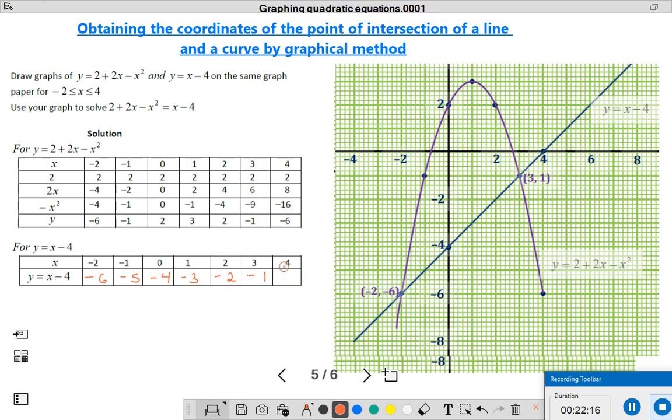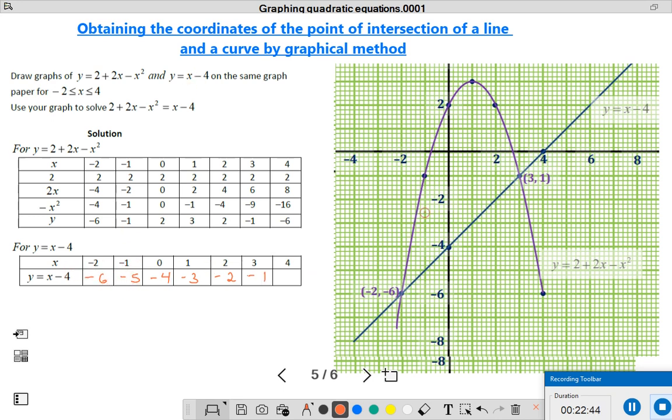So, we plot our points. Negative 2, negative 6 for the straight line. Remember, for the curve, we did it already. Don't forget. If you have forgotten, check, rewind, and go back. But we can get it from here. Negative 2, negative 6. You plot the curve first. Then after, you plot your line, because you have a line.